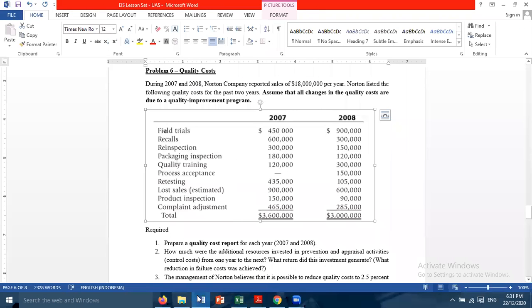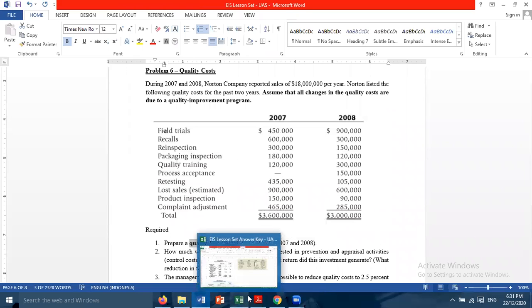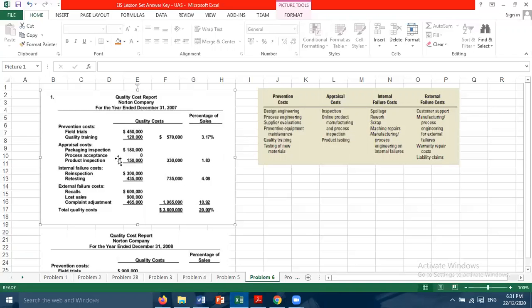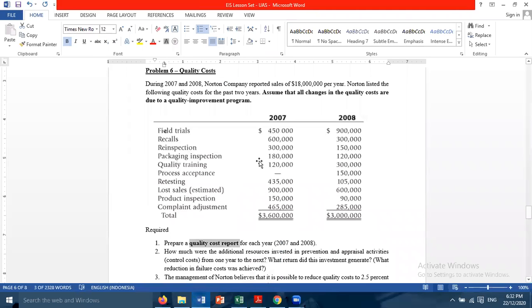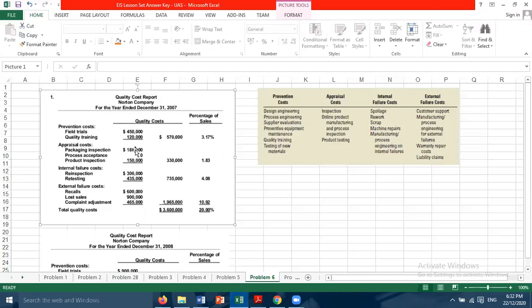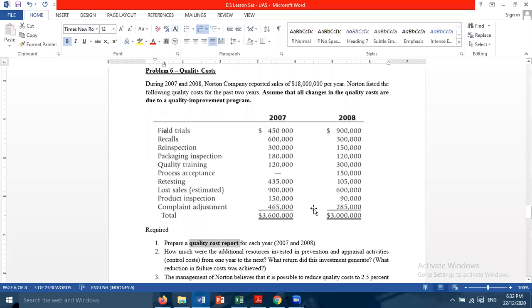Okay, so in a quality cost report, what we need to do is just categorize them and add their costs up. Here, all we need to do is input the cost of each activity, which is already provided here: 450,000, 120,000, 180,000, 150,000, 300,000, 435,000, and so on, which we will sum up to get 3,600,000. Remember, it must be the same as the one given here.